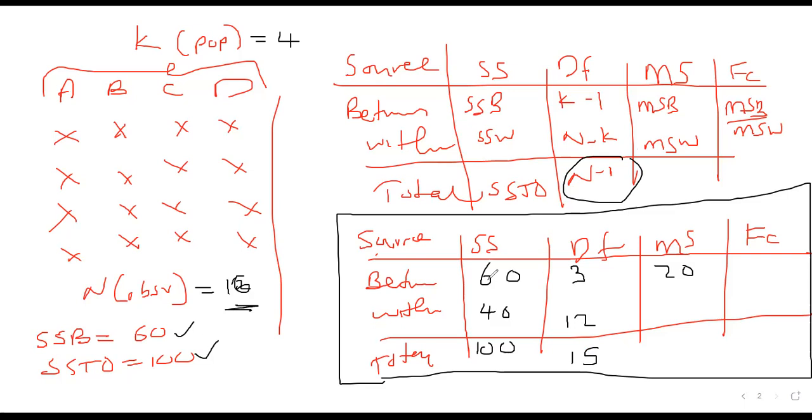Then we start dividing. 3 into 60 is 20. 12 into 40, what are we getting? 3.33. Okay, 40 divided by 12, we get 3.33. Then finally, divide the 20 by that answer. We're going to get what? 6.